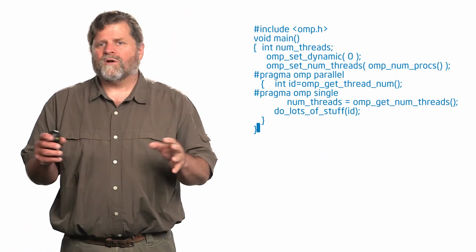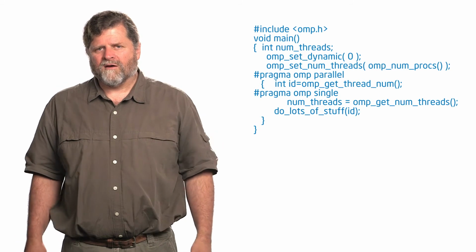Now, here's a little subtlety that frequently people stumble on. They will go through and they'll do omp_set_num_threads. They'll ask for the number of threads. And then they'll immediately turn around and call omp_get_num_threads. Right after they set the number of threads, they'll say, okay, I asked for this many threads. How many did you give me?